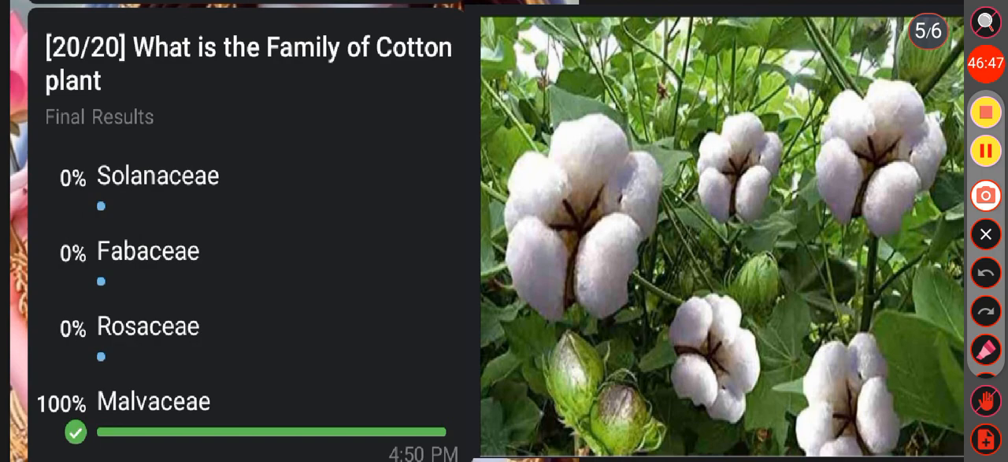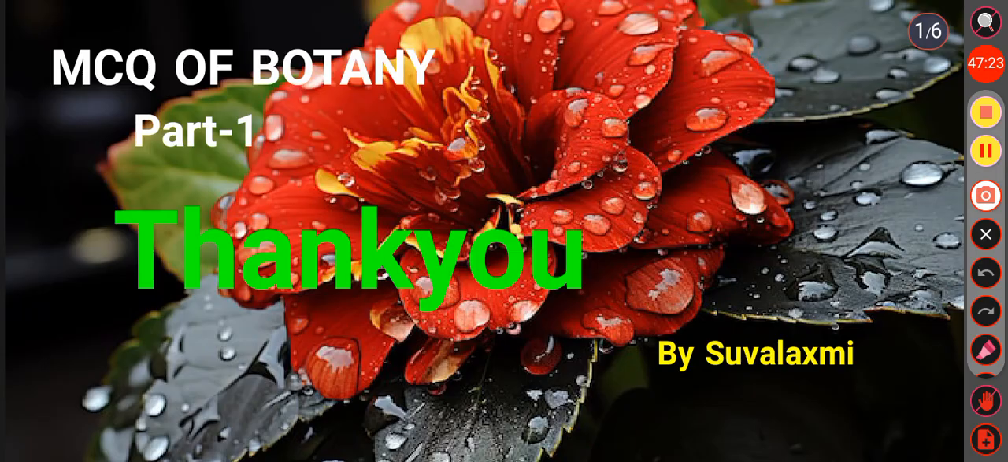Then last question, what is the family of the cotton plant? Solanaceae, Fabaceae, Rosaceae, Malvaceae. Remember, the family of cotton is Malvaceae. Cotton is of the genus Gossypium and it belongs to the family Malvaceae. Okay, so here the correct answer is option D.